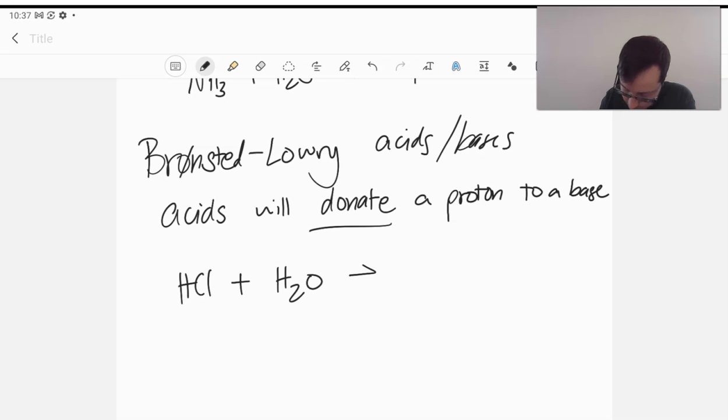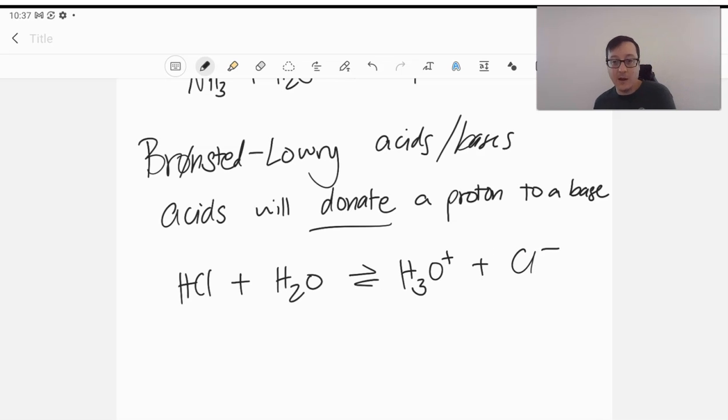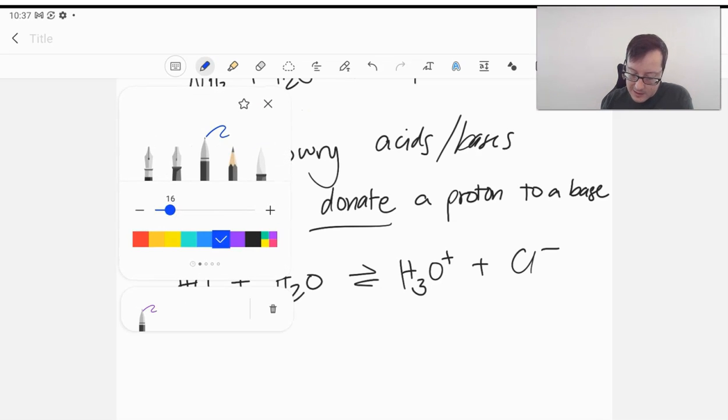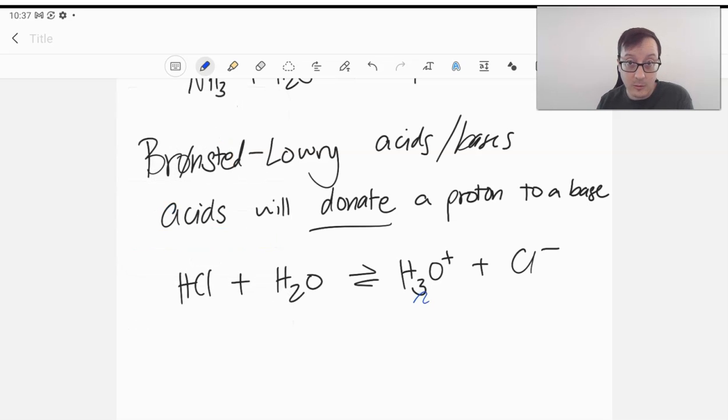plus water forming the hydronium and the chloride, if we take a look at our products here, we can make comparisons. We can say, okay, this H3O plus, where did that come from? Well, let's look on the reactant side. What's the most similar? Is H3O plus more similar to HCl or to H2O? Hopefully we can see it's more similar to H2O.